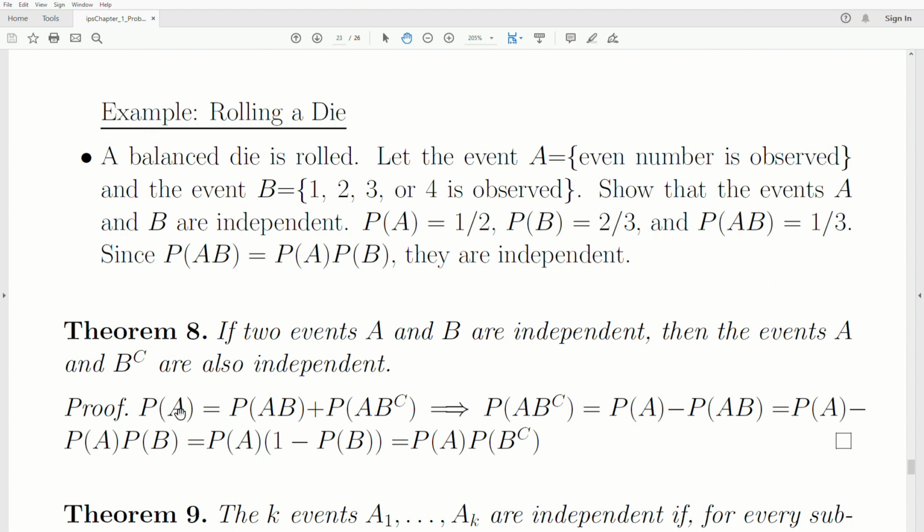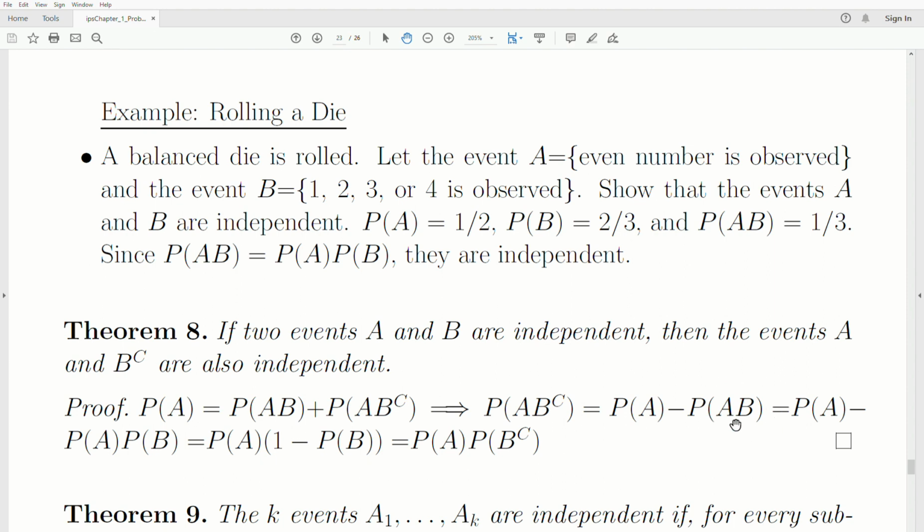Now A can be separated into the union of disjoint sets A intersect B and A intersect B complement. So that means the probability of their union is the sum of their probabilities. So that's how we go from here to here. So probability A is equal to these two probabilities. But if we subtract the probability of A intersect B to the other side, then we get this. The probability A intersect B complement is equal to the probability A minus the probability AB.